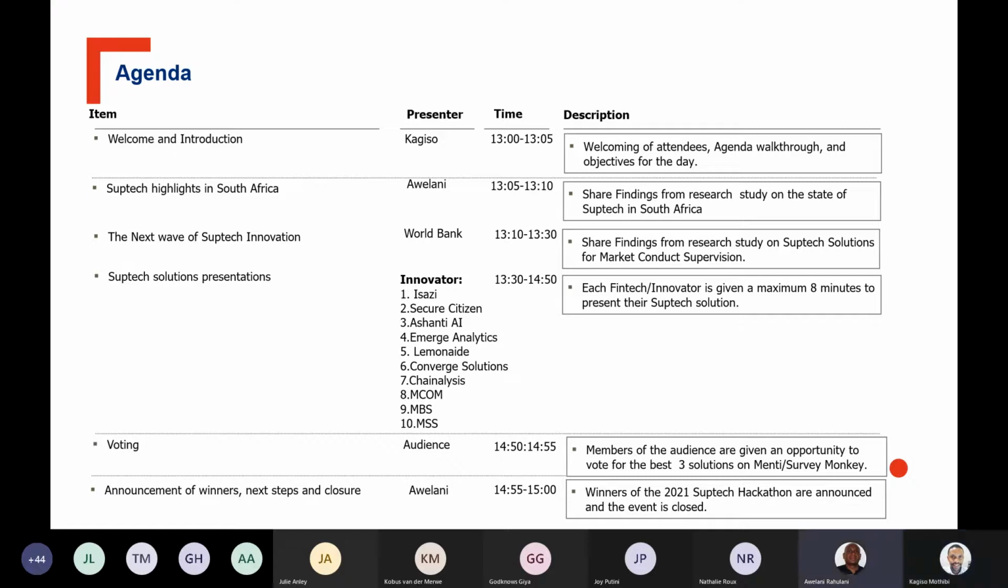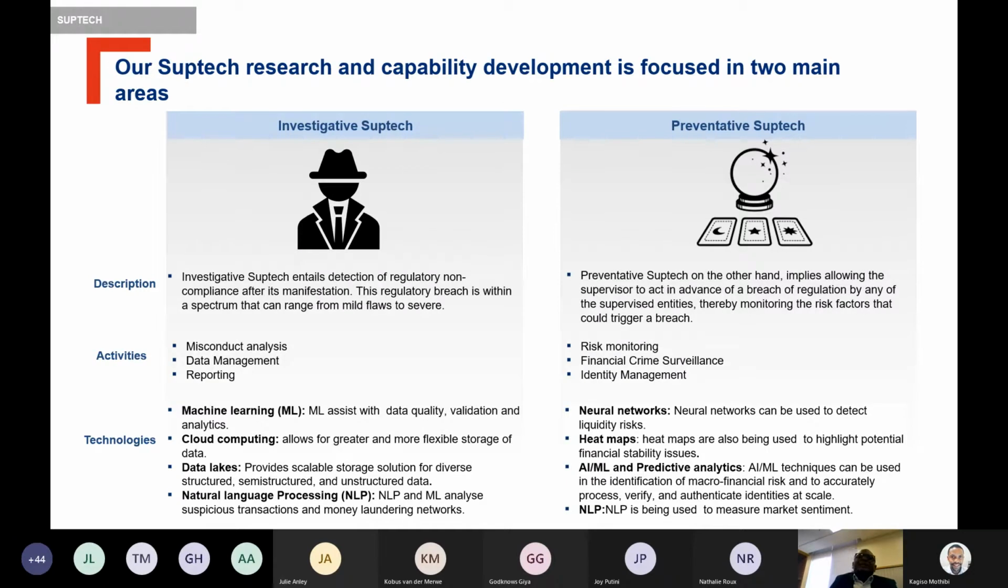Thank you very much, Kagiso, for setting the scene and for introducing this whole event for the day. As Kagiso has indicated, I'm going to share with you just the highlights on some of the work that we've done as the IFWG around this topic. We did some research last year, mostly focusing on 2 main Suptech use case developments, which are investigative Suptech as well as preventative Suptech.